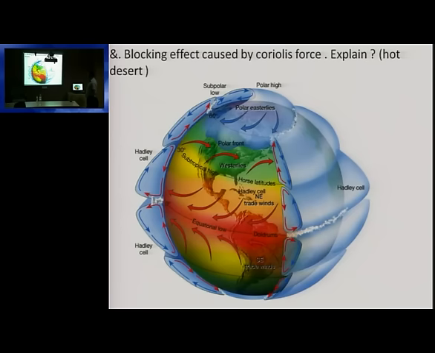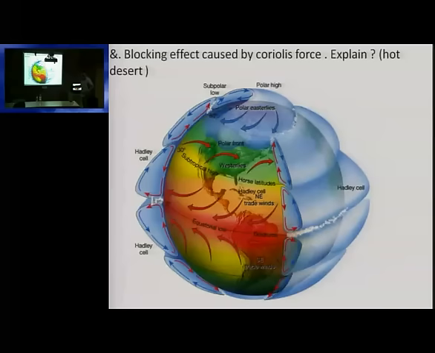There are Hadley cells, different cells, okay. There is one thing that is known as blocking effect. What is blocking effect? Blocking effect caused by Coriolis force. And this is one of the reasons of hot desert also, which has been asked in the previous exam. But we are not interested in why hot deserts are formed. We are rather interested in the blocking effects.